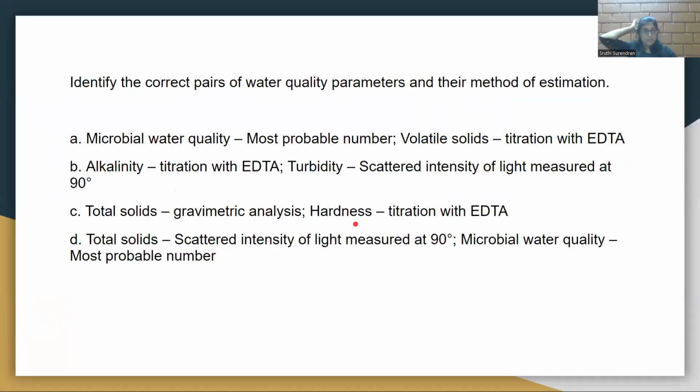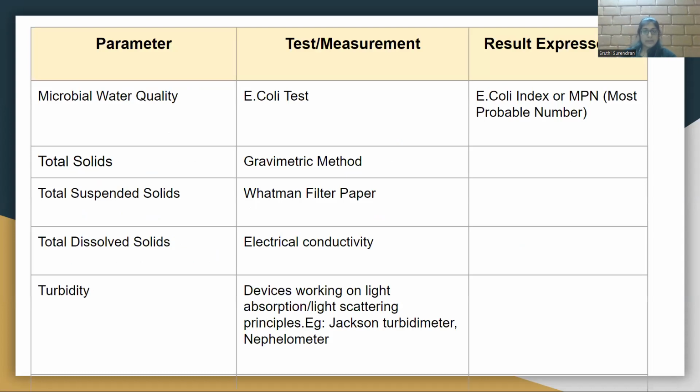Let's move on to the next question. This is regarding the quality of water. What is the correct pair of water quality parameters and their method of estimation? Is it C? Correct.